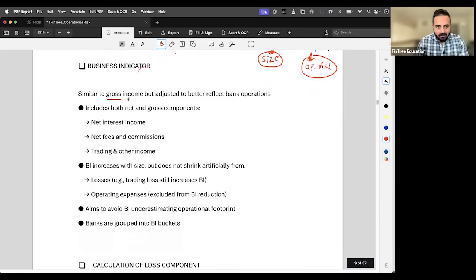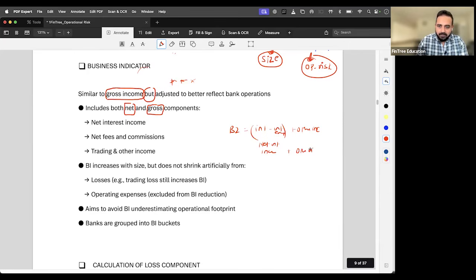BI part is similar to gross income, but, and a very important but, and a testable but. What it does is it captures both the net and the gross component. Now, what do you mean by that? So remember earlier I showed you that the BI calculation was your interest income minus interest expense plus other income, right? So interest income minus interest expense is nothing but your net interest income, and net interest income plus other income.